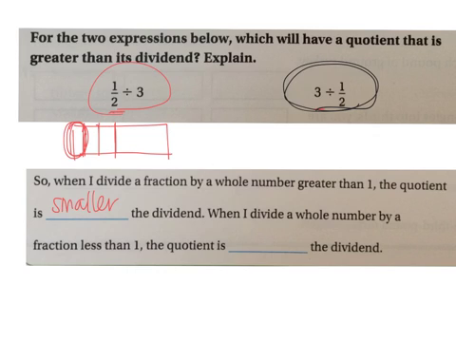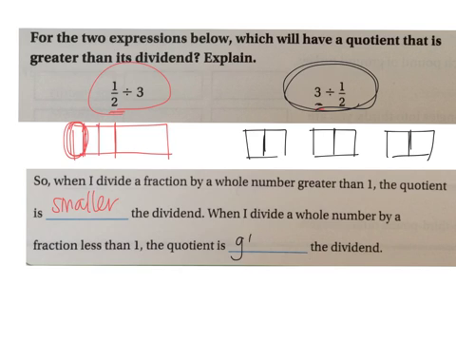It would be greater. Yeah, because I have 1, 2, 3, and I want to find out how many half-size pieces fit in each one. So how many half-size pieces would there be? 6. So when I divide a whole number, which I have here, by a fraction less than 1, the quotient is greater than the dividend.